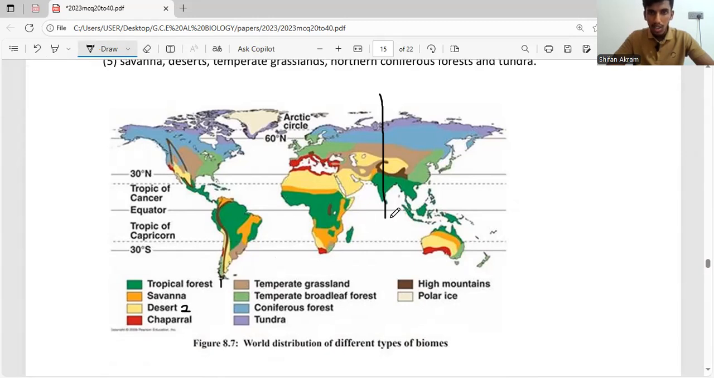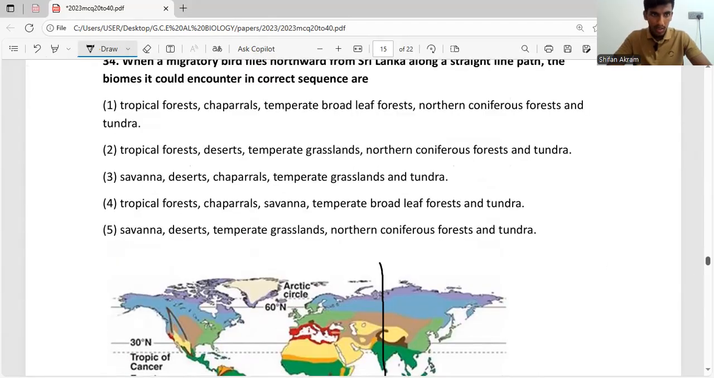Then, as we go above, in the Russian part, we have temperate grassland. Again, on the north part of Russia, we have the coniferous forest, which is highlighted by light blue. Then finally, in the Arctic region, we have tundra, which is the fifth one. Now, tropical forest, desert, temperate grassland, coniferous forest, and tundra. So it's the second answer: tropical forest, desert, temperate grassland, northern coniferous forest, and tundra.